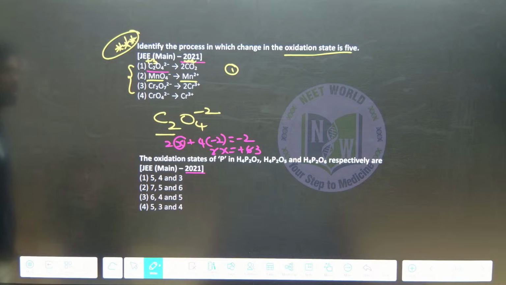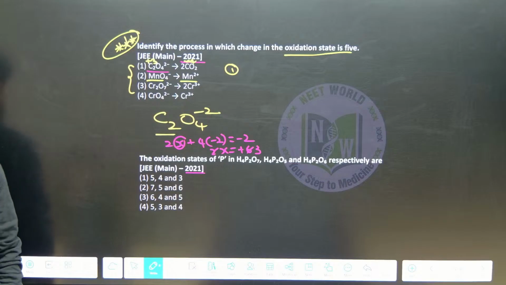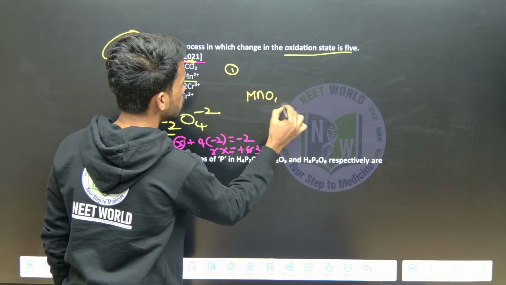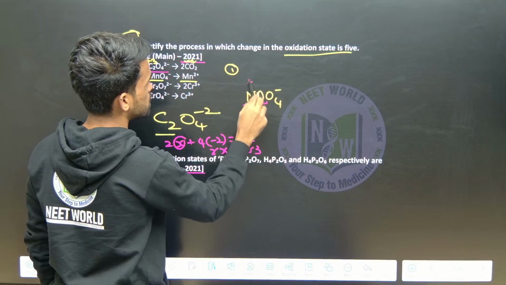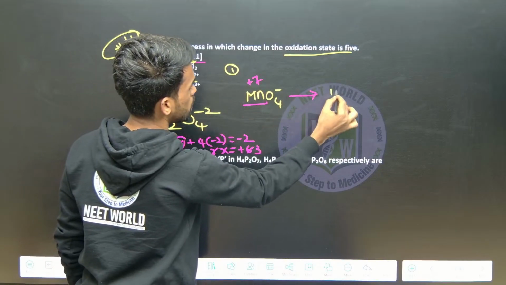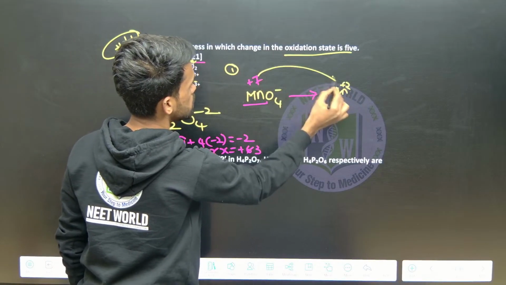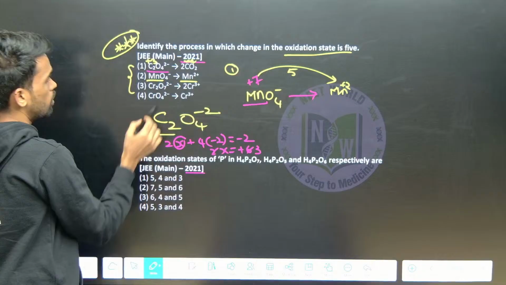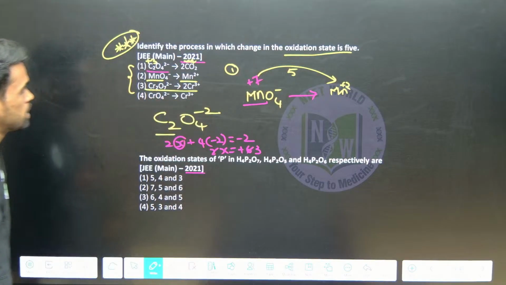MnO4 minus permanganate ion converting into Mn plus 2. Five. So what is our answer for the question? Second option, because permanganate ion MnO4 minus charge is there, so manganese in plus 7 oxidation state converting into Mn plus 2. Okay, so how much change in oxidation number? 7 to 2 means 5. Okay, that's it. Next, what about this dichromate to chromium plus 3?